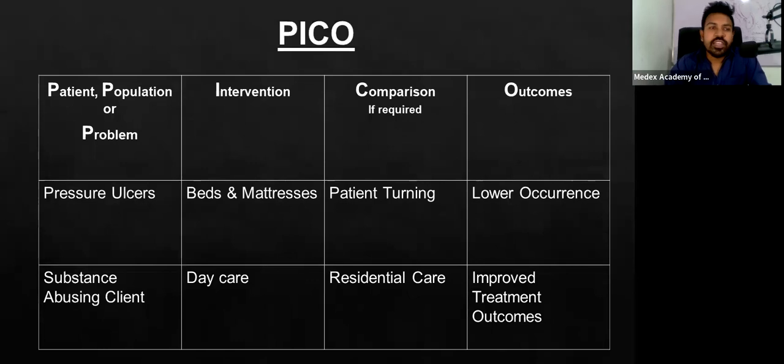Then the outcome. So the example: patient population or the problem, pressure ulcers, or bed sores. Then the intervention: beds, air mattress, water mattress, whatever. Then comparison, if required: patient turning. Outcome: a low occurrence of pressure ulcers. Then the second example we discussed, substance abuse clients, is the population. The patient problem or the population should be there. That is in the assignment, assignment number two. Then intervention: day care or residential care. Compare. Right. Improved treatment outcomes is the outcome.